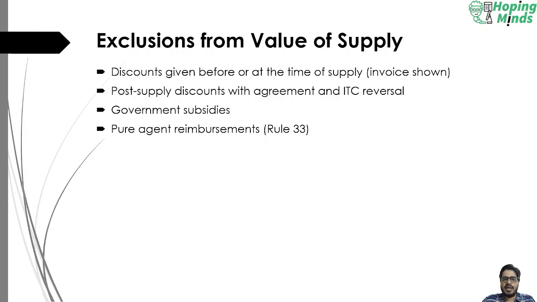Next, a discount agreed upon based on reaching a purchase target after supply is executed, if a credit note is issued and the recipient reverses the corresponding input tax credits, will also be excluded from the transaction value. Then government subsidies will also not be included in the value of supply, and pure agent reimbursement, that is out of pocket expenses reimbursed by the supplier, will also be excluded.